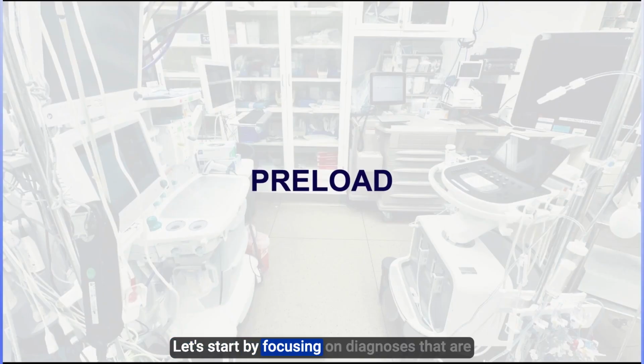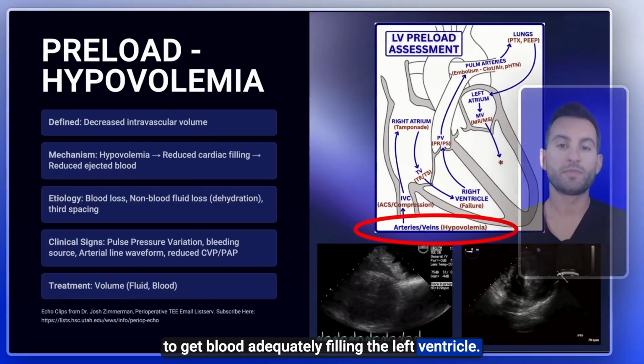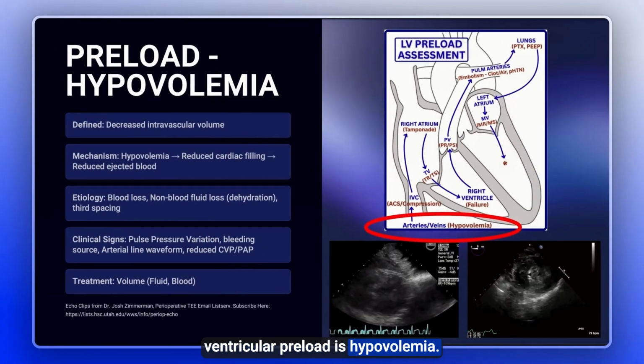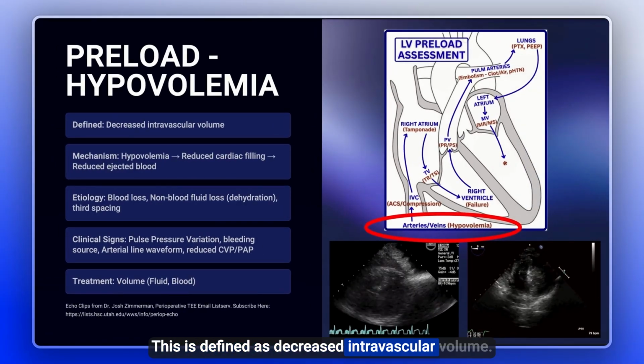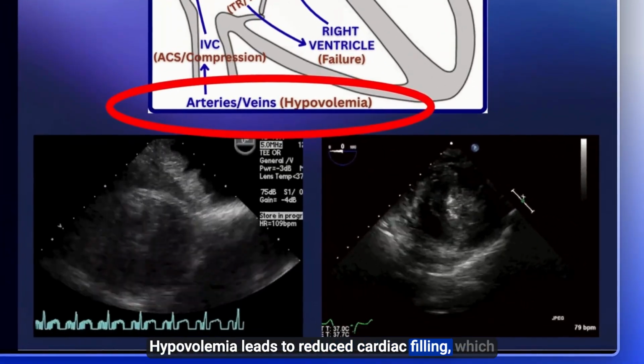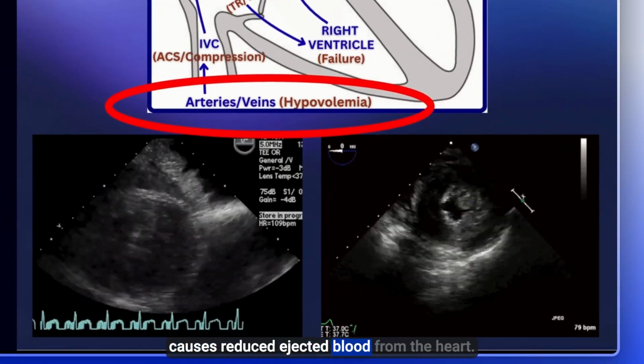Let's start by focusing on diagnoses that are associated with abnormal preload, where we fail to get blood adequately filling the left ventricle. The first cause of abnormal left ventricular preload is hypovolemia. This is defined as decreased intravascular volume. Hypovolemia leads to reduced cardiac filling, which causes reduced ejected blood from the heart.